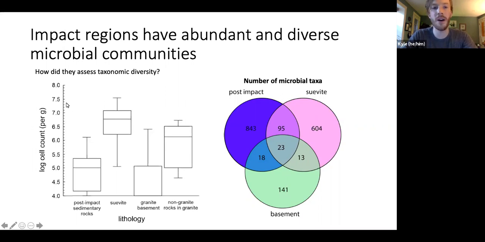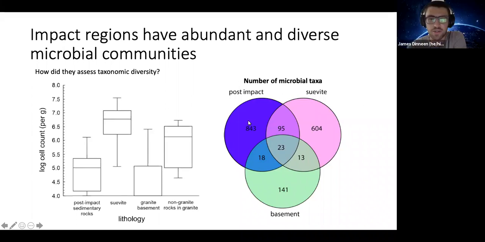And does anyone know how they assessed taxonomic diversity? Did anyone pick that up from the paper? I think they sequenced the ribosomal RNA from 16S ribosomes.